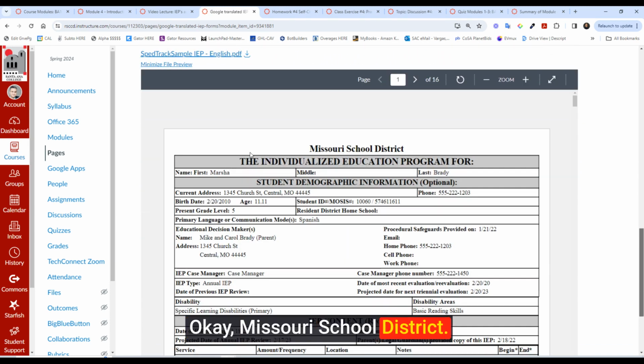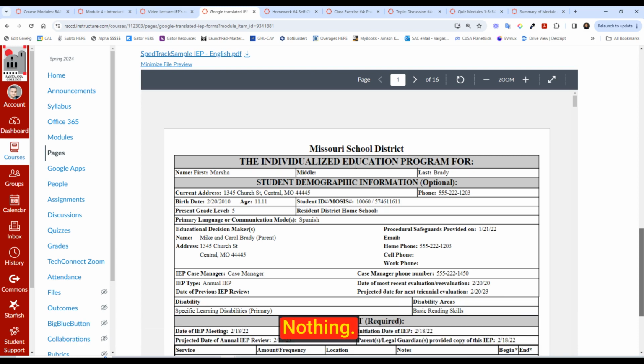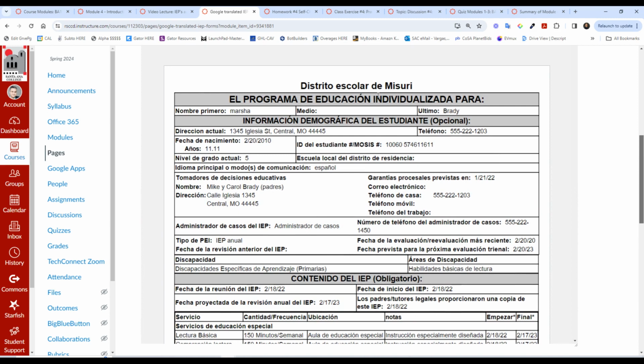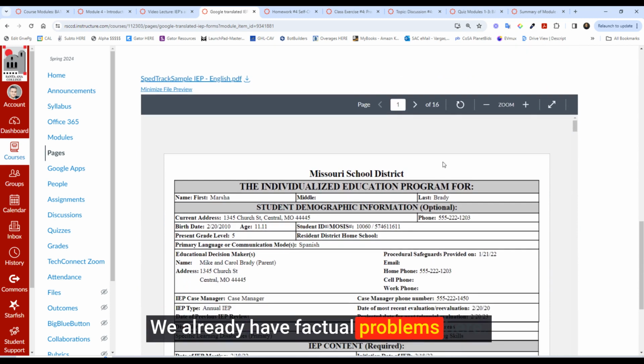Okay, Missouri School District, the Individualized Education Program 4, name, first, Marcia. Middle, nothing. Last, Brady. Alright, simple enough, right? What did Google do? El programa de educación individualizada para, okay, so far so good. Nombre, primero nombre, right? Marcia, good. Medio, nada, okay. Último, is that how you say last name? Right? You don't. Apellido, not último. So don't do that. Then we already have factual problems here.